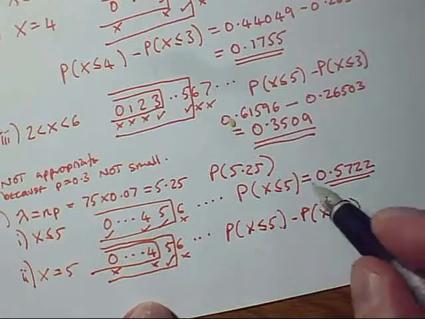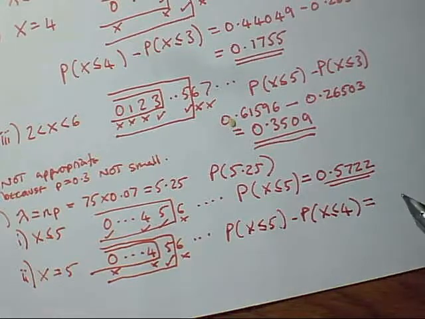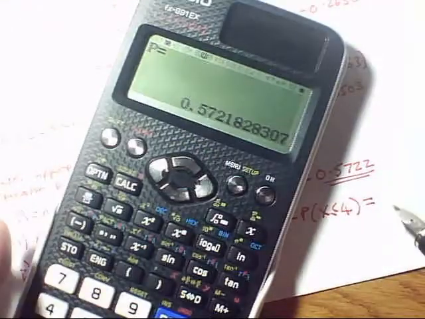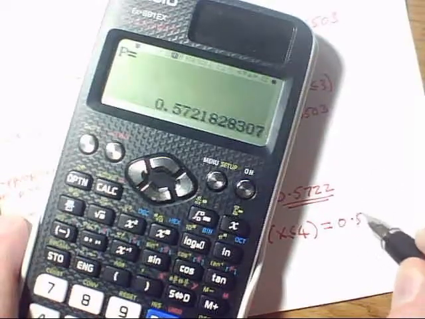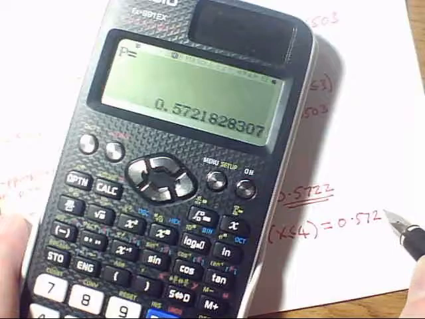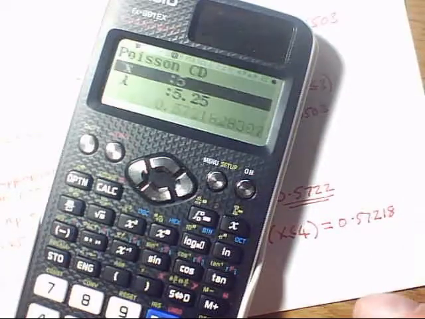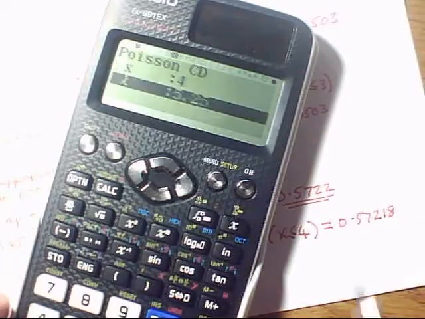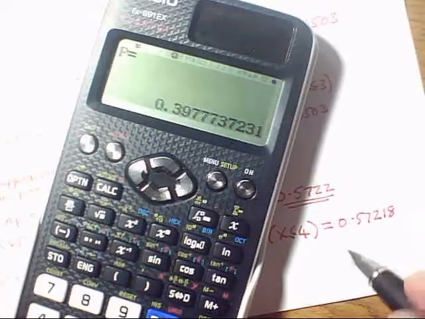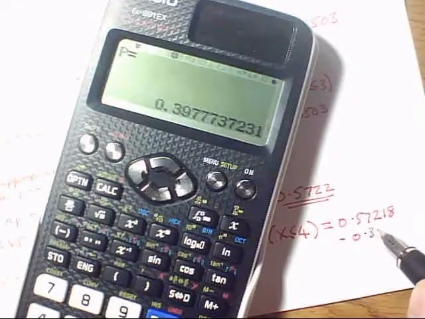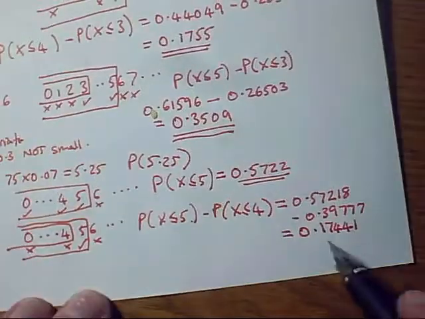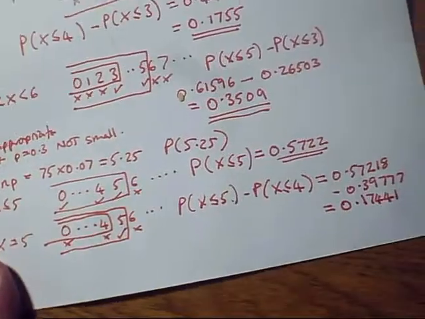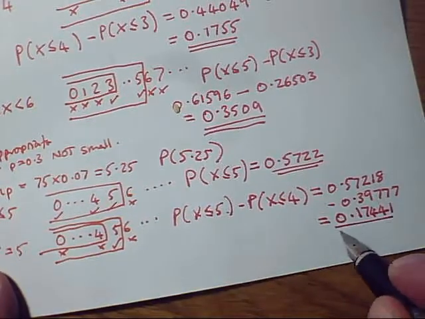Okay, I've already got the probability of x being less than or equal to 5. It's this value that I've still got on my calculator. Let's use an extra significant figure this time, so 0.57218. And let's work out the probability of being less than or equal to 4, and that's minus 0.39777, giving an answer of 0.17441. I make that. Okay, so that's my answer to the second part.